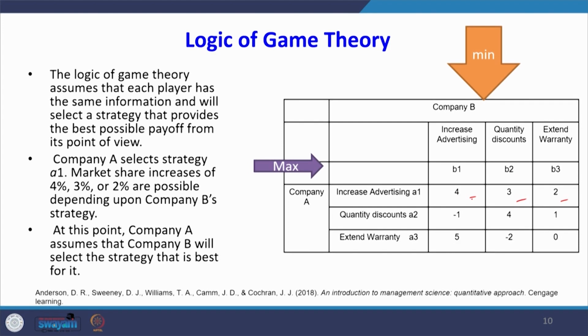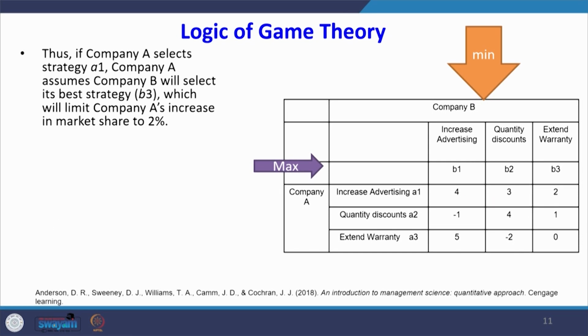At this point, company A will assume that company B will select the strategy that is the best for it. So, both company A and company B will try to choose the best strategy for them. Thus, if company A selects strategy A1, company A will assume that company B will select the best strategy. For B, the best strategy, the one that minimizes its loss, is B3.